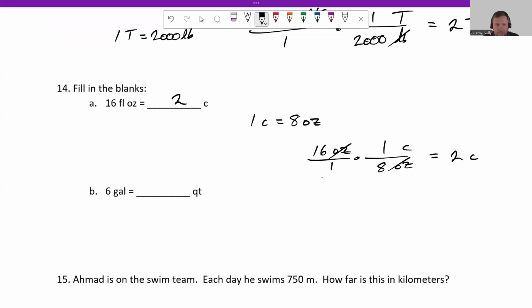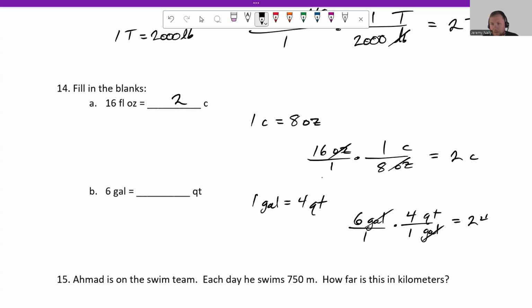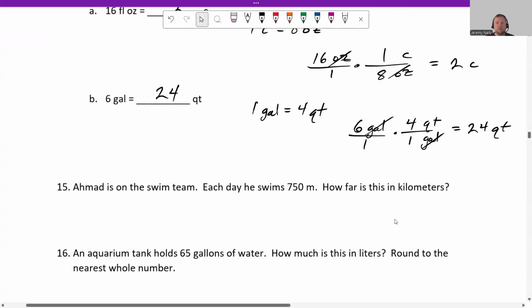Okay, gallons to quarts. So 1 gallon is 4 quarts. So 6 gallons over 1. Cancel out gallons, go to quarts. So 1 goes with gallon, 4 goes with quarts. So I can see that I'm taking the 6 times the 4, so I get 24 quarts.